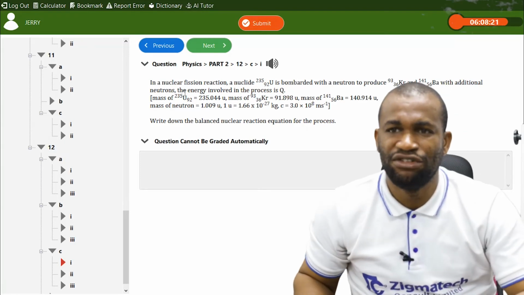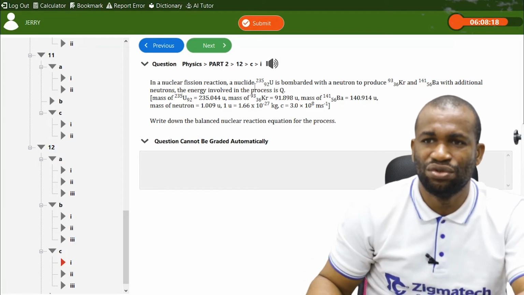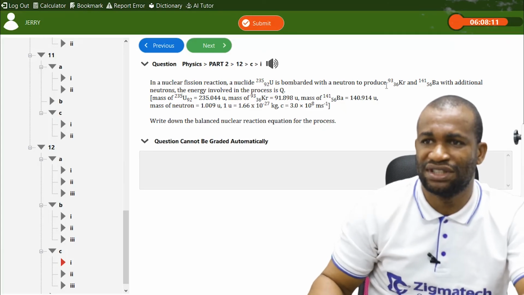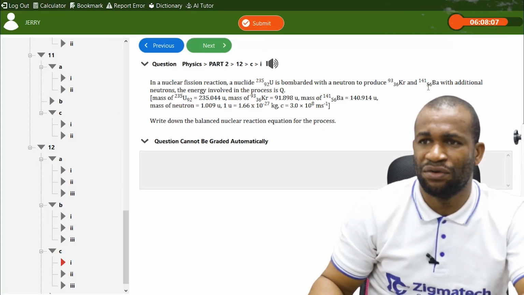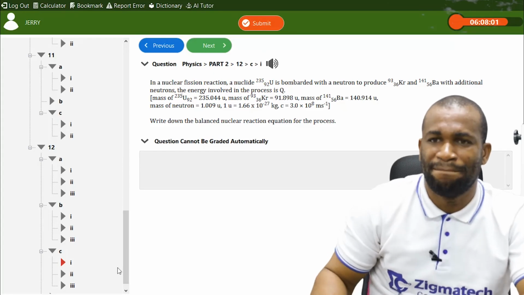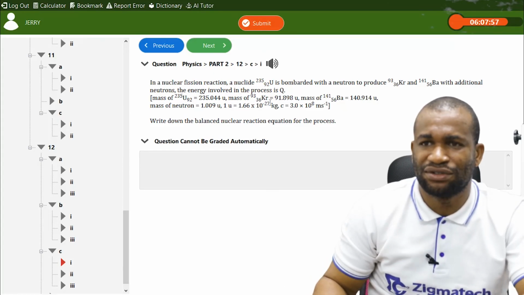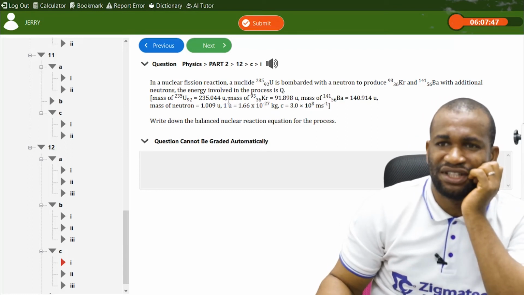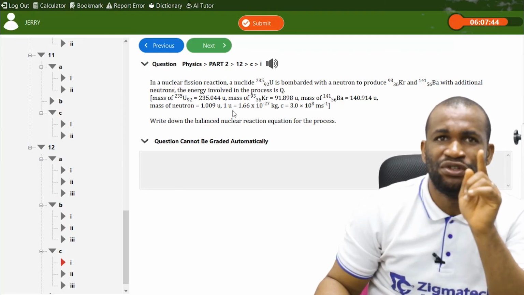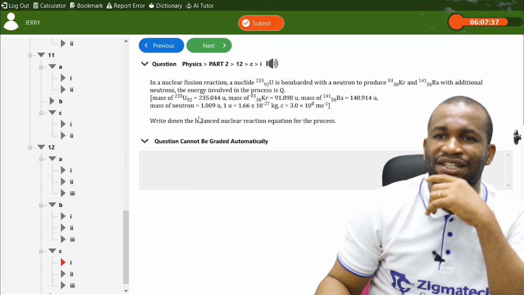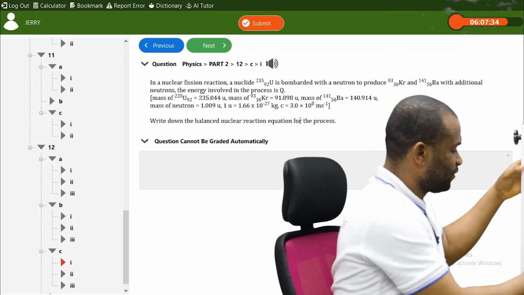All right, we have a nuclear fission reaction in which a nuclide, uranium-235 (92), is bombarded with a neutron to produce krypton and barium-141 (56), with additional neutrons. The energy involved in the process is the mass of the uranium, minus the mass of the krypton, minus the mass of the barium, minus the mass of the neutrons, times 1 U. That U means unified atomic mass, UMA, and then C is the speed of light. Write down the balanced nuclear equation for the process. All right.